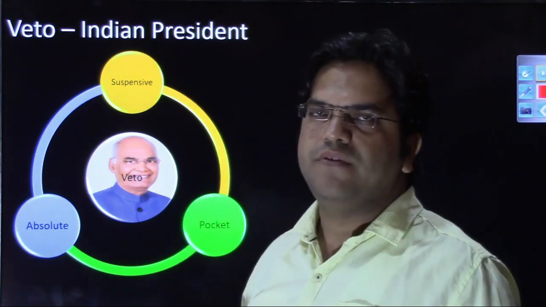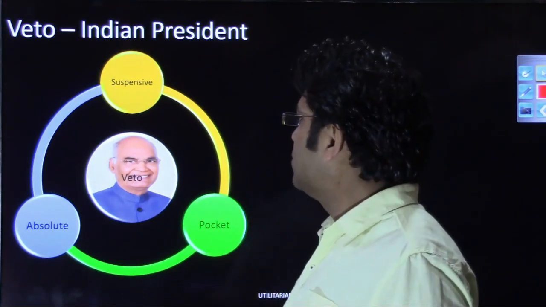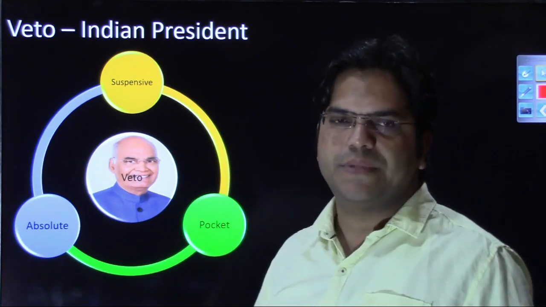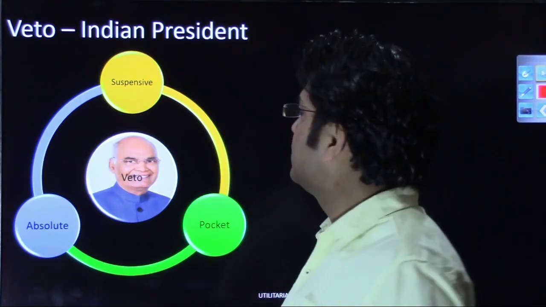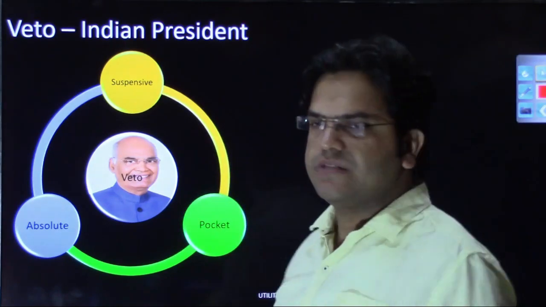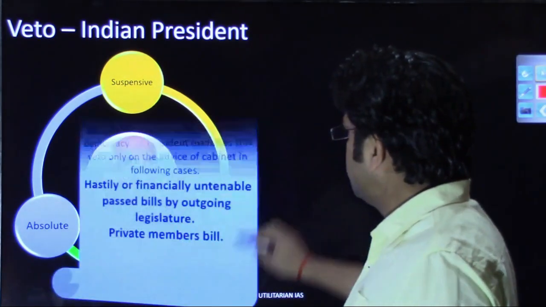So that qualified veto, the additional veto that the US president had, our president does not have. Unfortunate, right? Not unfortunate, that's actually fortunate. So the first veto that we do have is the absolute veto, right?